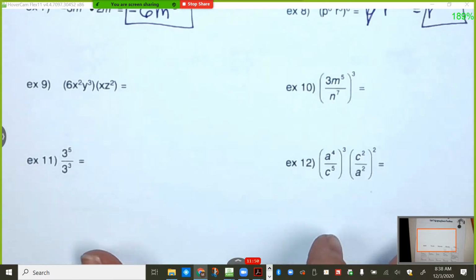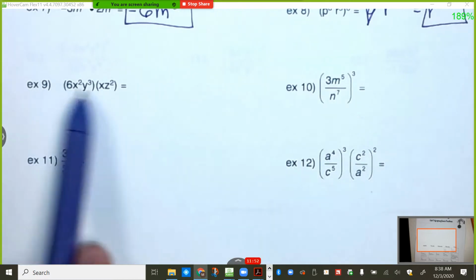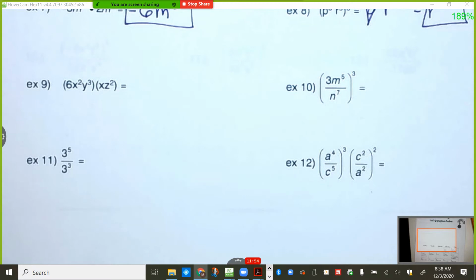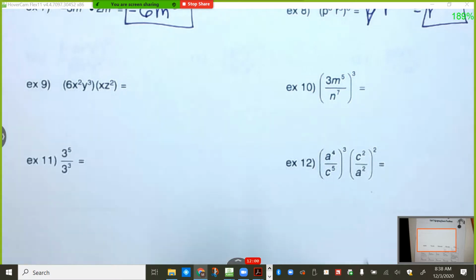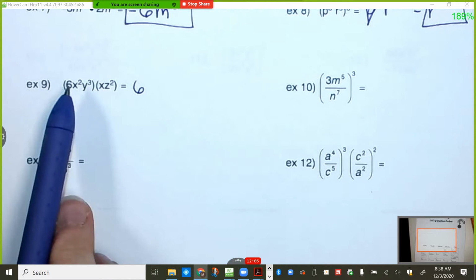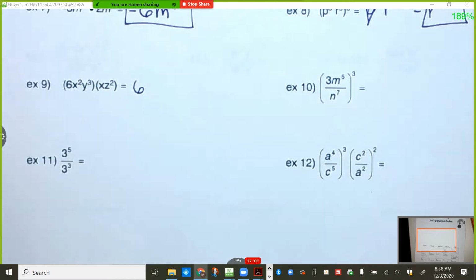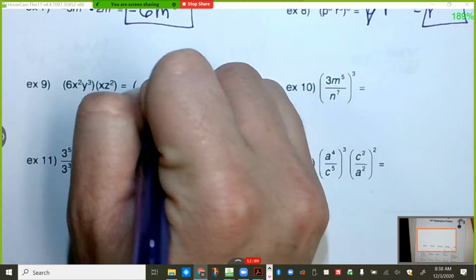Let's look here. What do you think we're going to do here? Multiply what? 6 times 1. There's not technically a 1 there, but it's the same thing, so this just gets a 6. Then we do the x's. What's x squared times x? X to the 3rd power, x cubed.